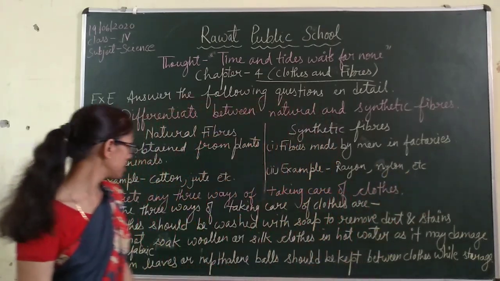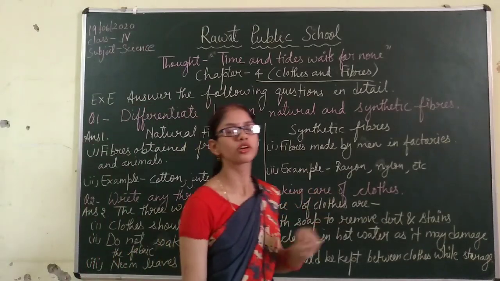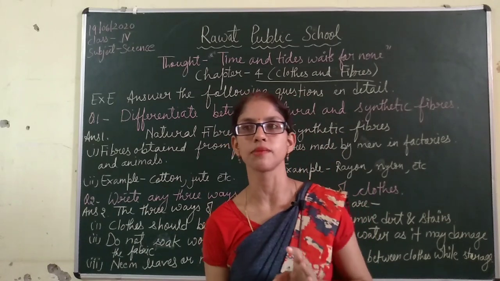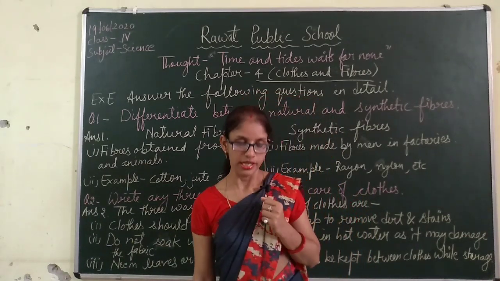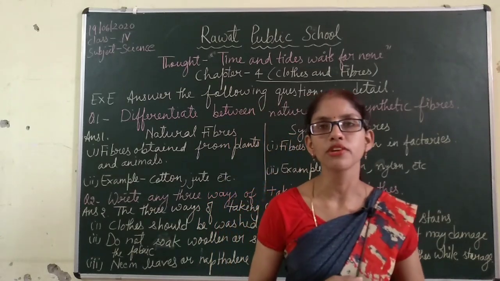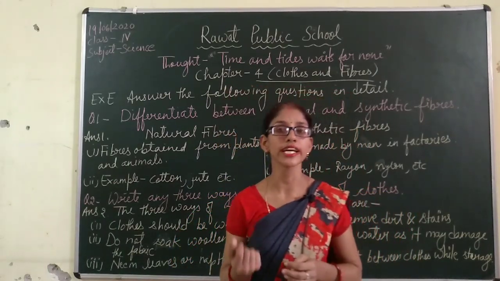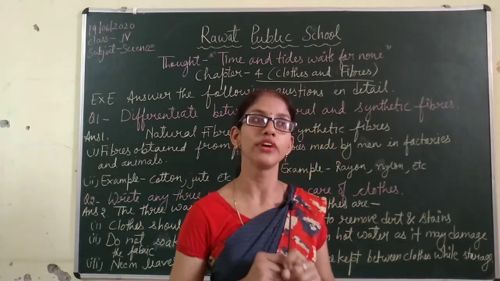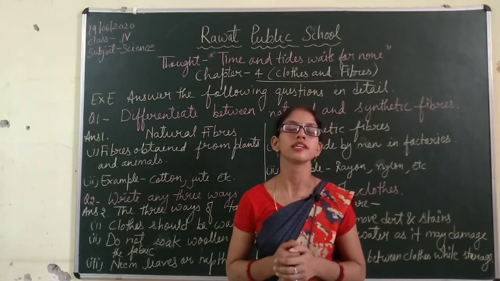Next, question 2 is: write any 3 ways of taking care of clothes. So students, in this question you have to write the 3 steps or 3 ways in which you can take care of clothes. In the chapter we have discussed that clothes help us to protect ourselves from different climatic conditions, from heat, from rain, from winds, from insects, and they also help us to look smart.